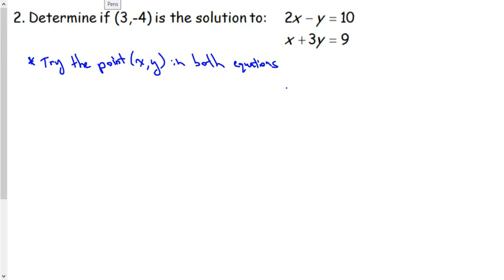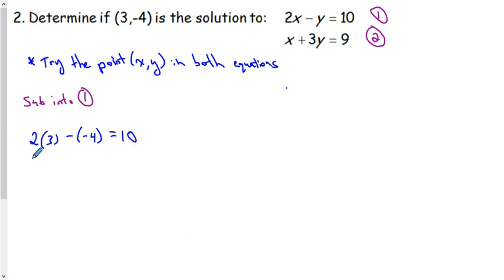It'll probably be useful here if I label my equations. So let's call this equation 1 and equation 2. And so we're going to substitute into equation 1. Let's give that a try. So we'll go 2 times x. X in this case, we're going to try the 3, minus y. Y in this case is going to be negative 4, equals 10. So let's see if that works out.